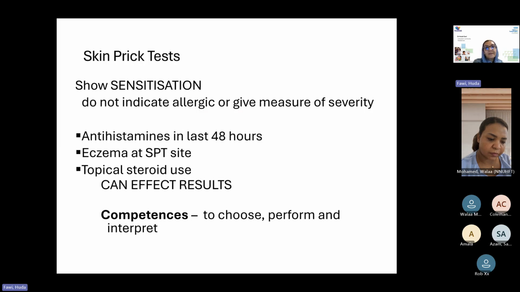The problem is that it needs skill, so it needs competency to choose, perform and interpret. It does not mean that GPs can't do it. We've got a few GPs around the country that do that. It just needs time. By the time you've done your clinical history, and then arranged the skin prick testing, and then asked them to wait outside for about 15 minutes for the test to cook, and then you came back to tell them what they are allergic to.